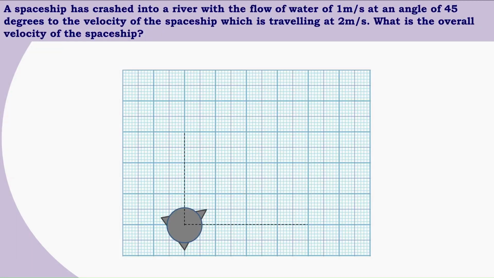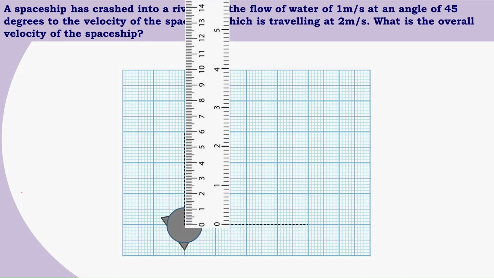So let's take the spaceship from the previous question, and we're going to crash it into a river with a flow of water at 1 meter per second and at an angle of 45 degrees to the velocity of the spaceship, which is traveling at 2 meters per second. What is the overall velocity of the spaceship? Let's start the question by drawing the first vector, which is the flow of water at 1 meter per second.